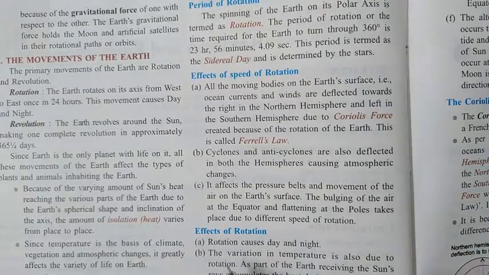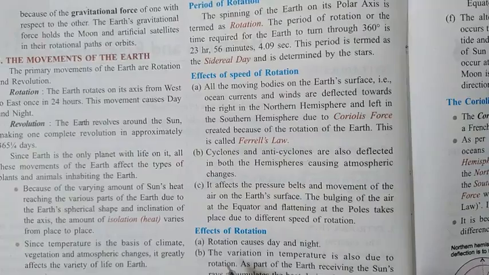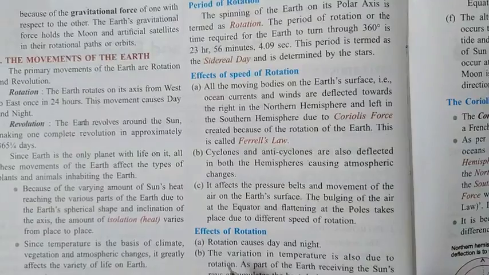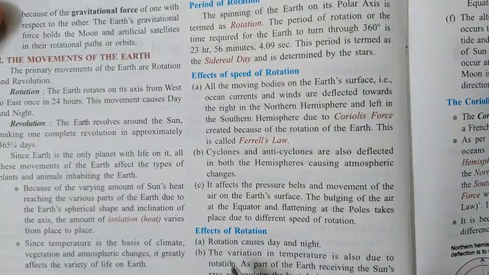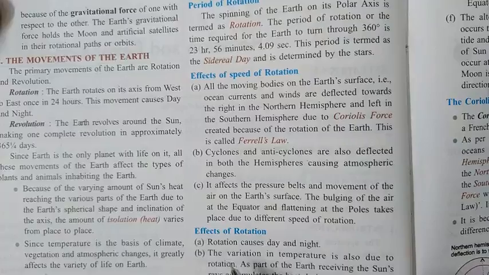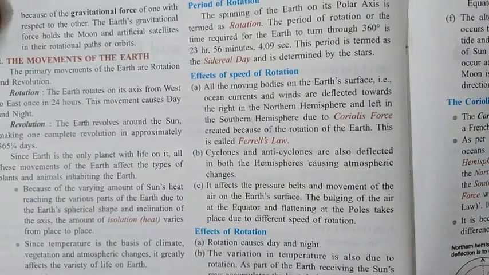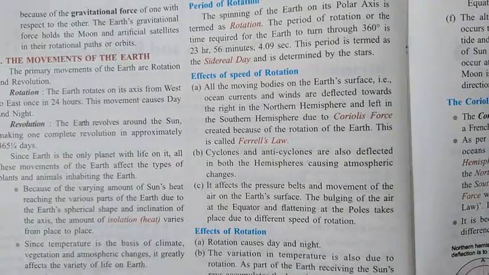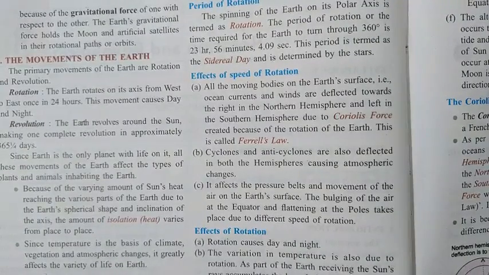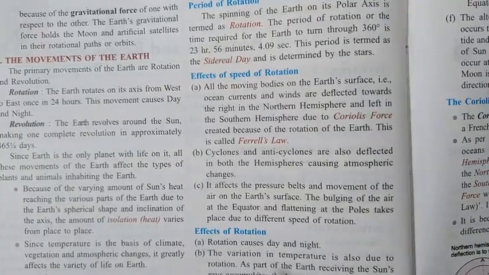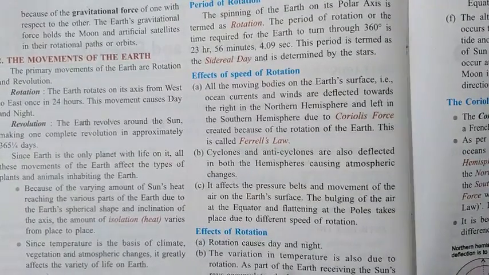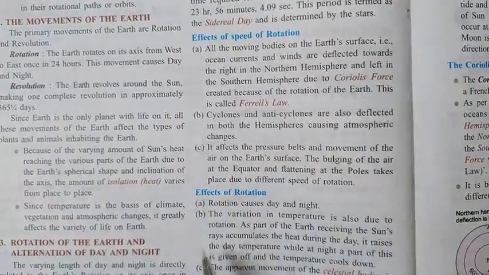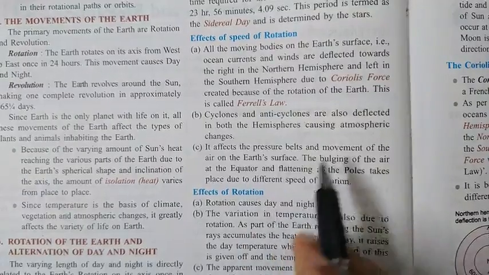This is called the Coriolis effect. It is created by the rotation of the Earth, and the force which creates this effect is called Coriolis force. This is also known as Ferrel's law. The word Coriolis comes from the geographer Gustave Coriolis, who discovered this, and on his name this force got the name Coriolis force. Next, because of the rotation, all the cyclones and anticyclones are also deflected.